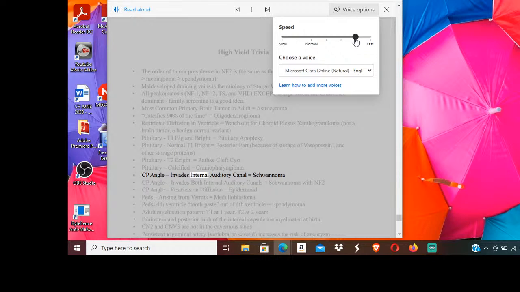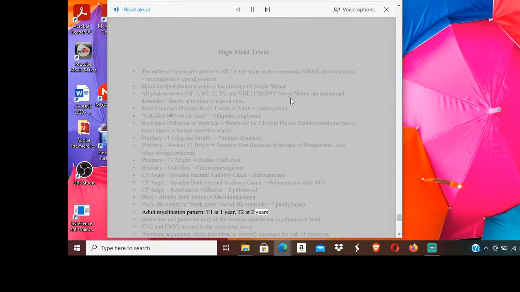CP angle invades internal auditory canal equals schwannoma. CP angle invades both internal auditory canals equals schwannoma with NF2. CP angle restricts on diffusion equals epidermoid. Peds arising from vermis equals medulloblastoma. Peds fourth ventricle, toothpaste out of the fourth ventricle equals ependymoma. Myelination pattern: T1 at 1 year, T2 at 2 years.